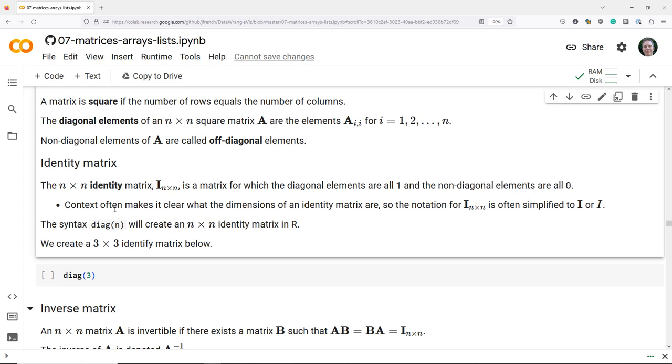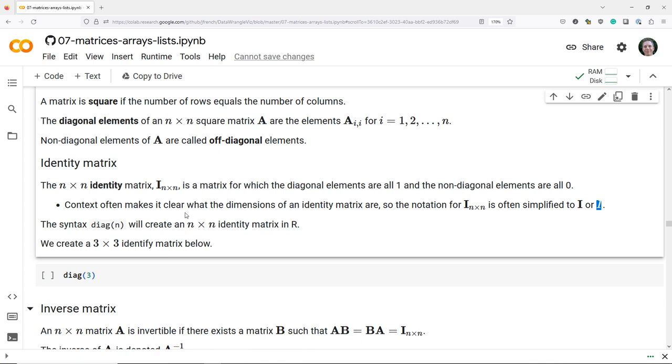Typically, the context makes it pretty clear what the size or dimension of the identity matrix is. So our original notation is often simplified to simply boldface capital I, or even sometimes just capital I. I've never seen it as a lowercase i, but you oftentimes don't see the dimensions in the subscript indicating how big the identity matrix is.